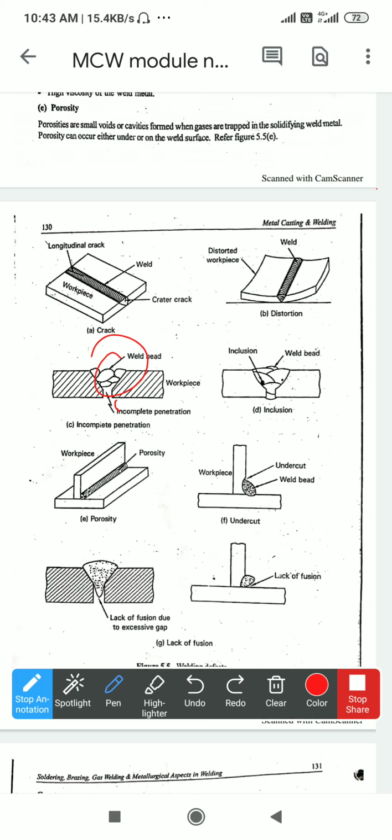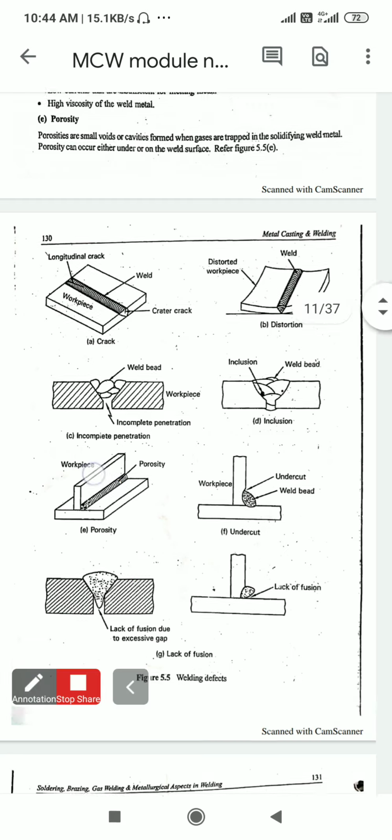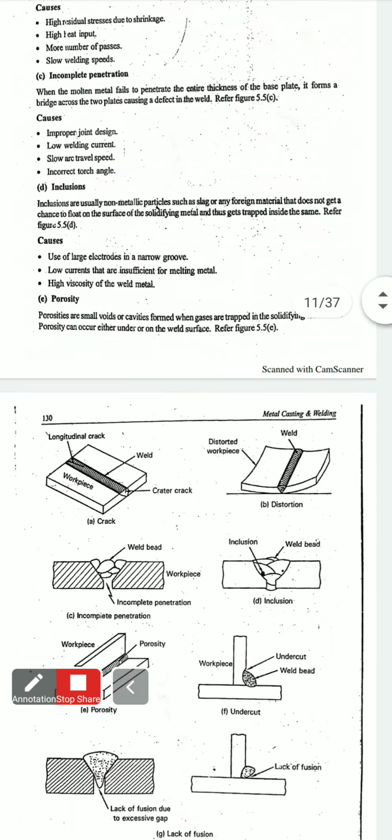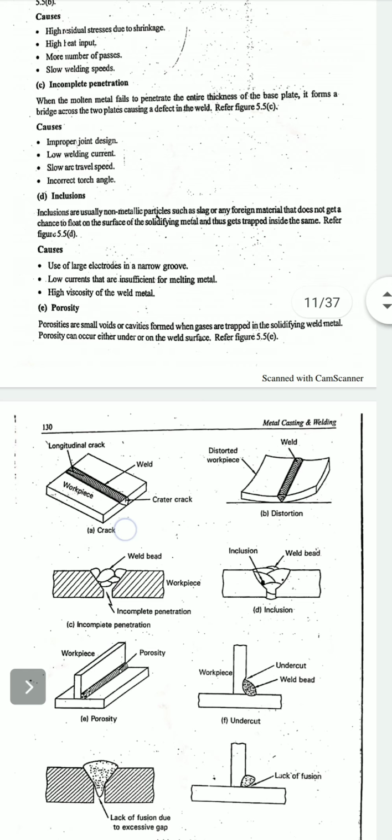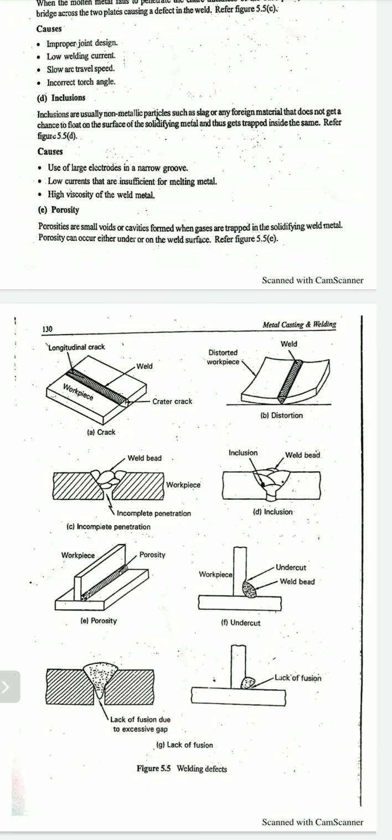So, it is called an incomplete penetration. Because of that, the strength of the welding is reduced, and you cannot get a properly strong joint. This is one of the penetration defects. Now let us see why the penetration occurs: improper joint design. If the design is not in a proper manner, this may occur.